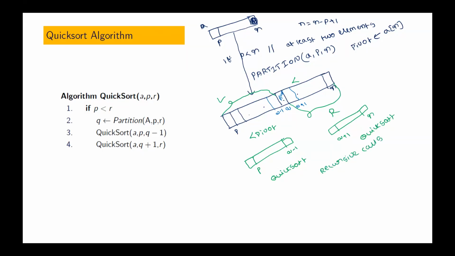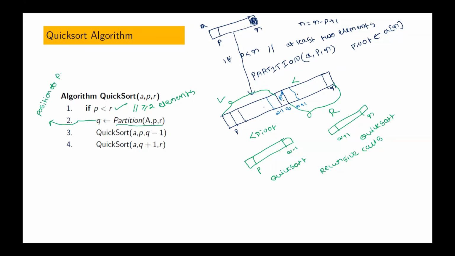Is that correct? Now, whatever procedure I discussed, if P is less than R, it means there are greater than or equal to two elements. If there are at least two elements, what do we use? First, we call the partition procedure. It returns Q. What is Q here?